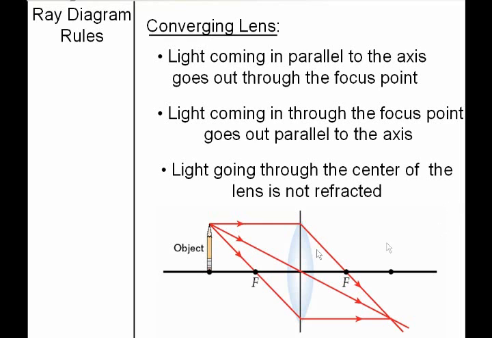This is a quick drawing of that. Light coming in parallel goes out through the focus point. Light coming in through the focus point goes out parallel, and light going through the center is not refracted. Pause and copy.